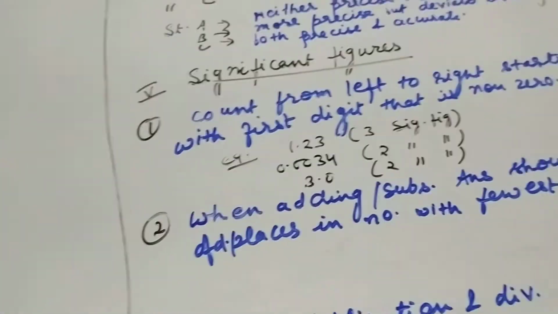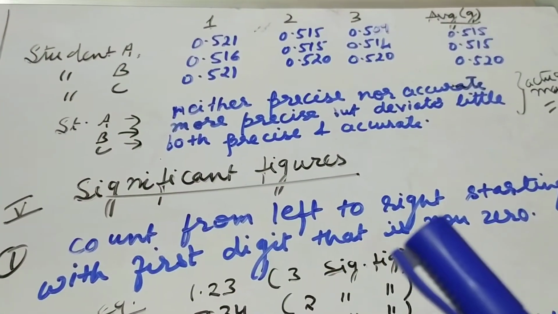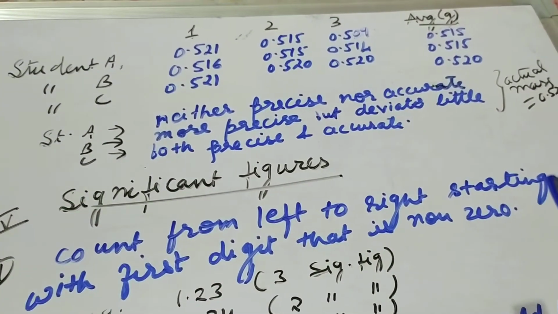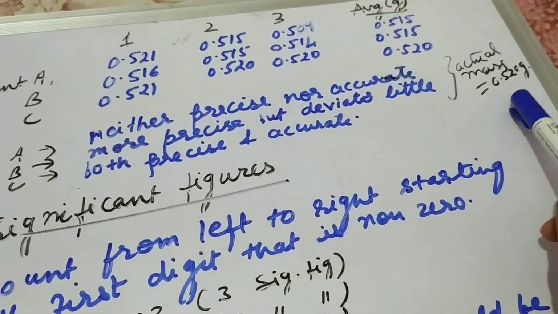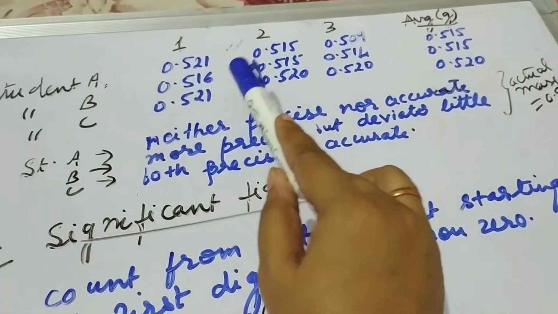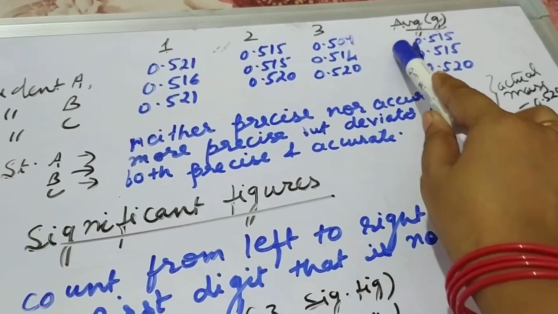Now here we are taking an example. There are three students A, B, C. They have been given an experiment to weigh the actual mass of a substance whose actual mass is 0.520. This is the actual mass, and they have taken three readings. Every student took three readings, and the average has been taken.